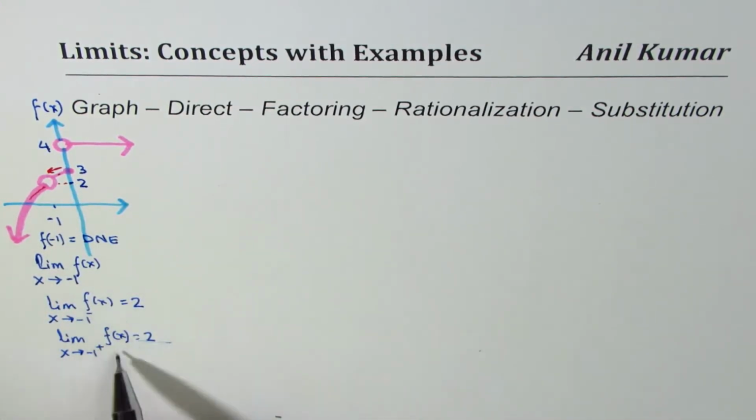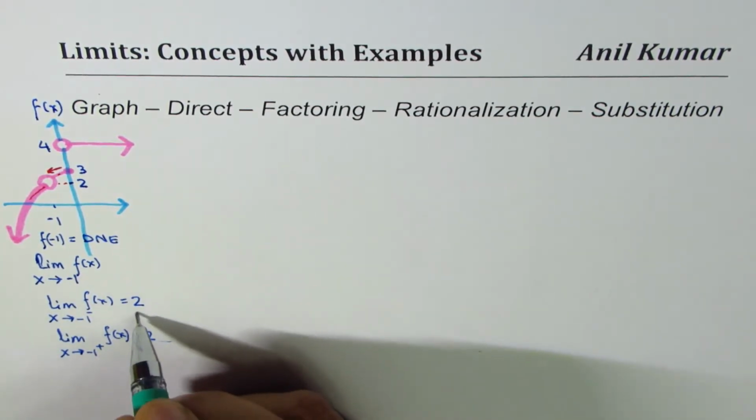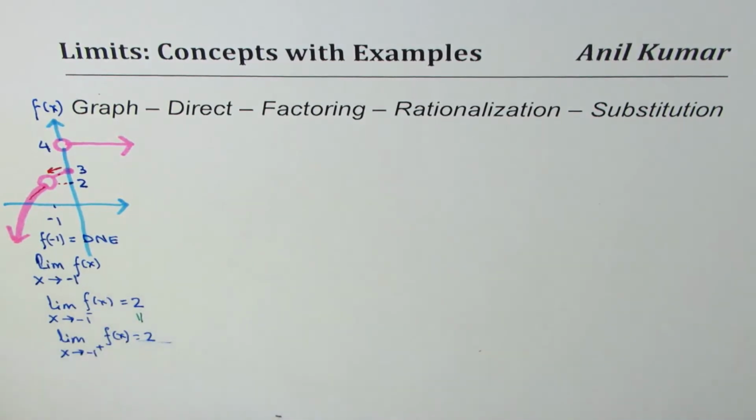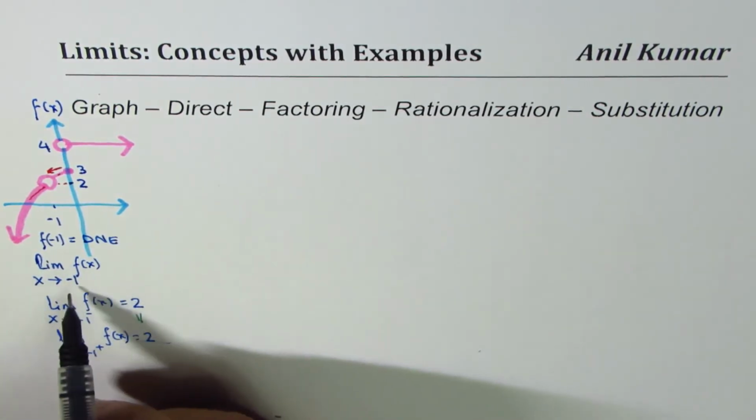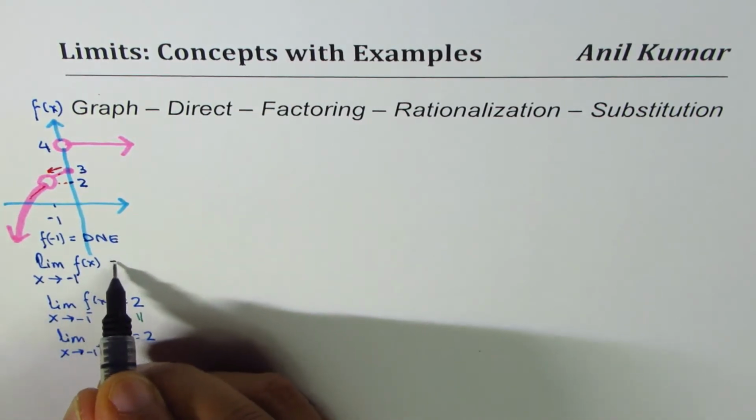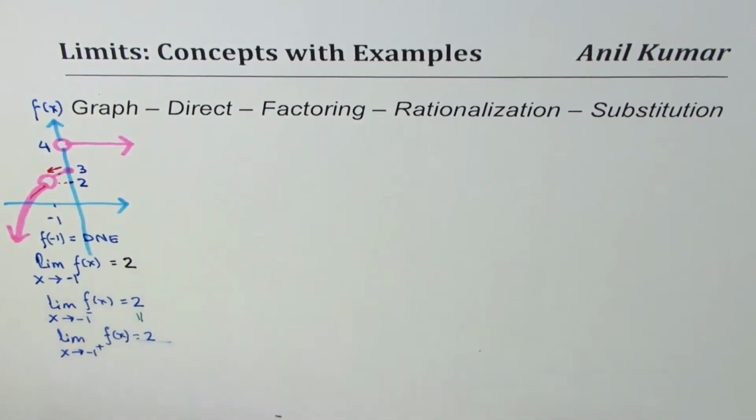Now, since both these limits are same, right? You can see here that both of them are equal, correct? And therefore, we say that the limit of the function exists at -1 and it is equal to 2. Perfect. So that is how you can find the limit from the graph, correct?